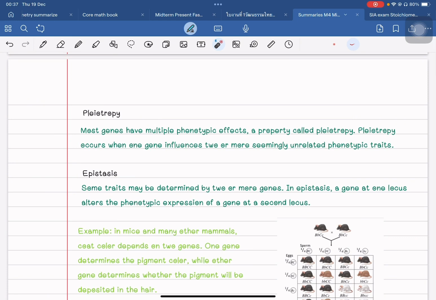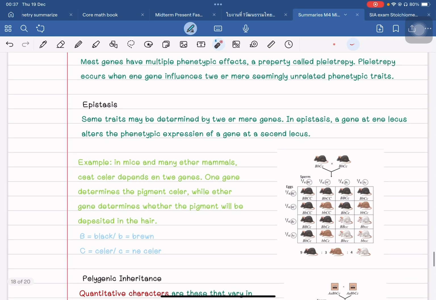Next is about pleiotropy. Most genes have multiple phenotypic effects. The property is called pleiotropy. Pleiotropy occurs when some genes influence two or more seemingly unrelated phenotypic traits.